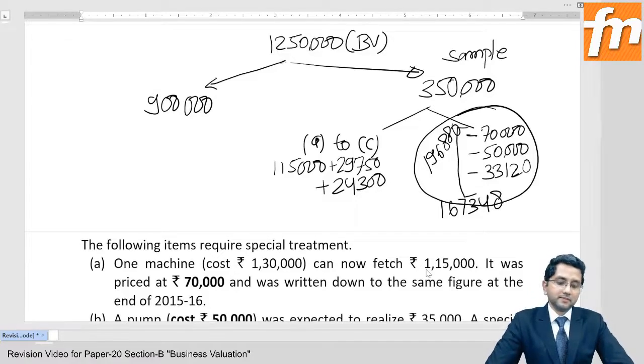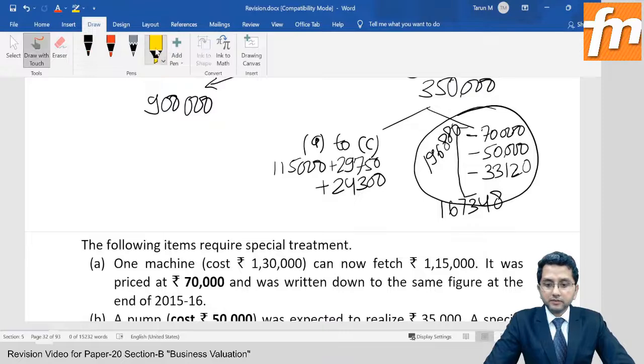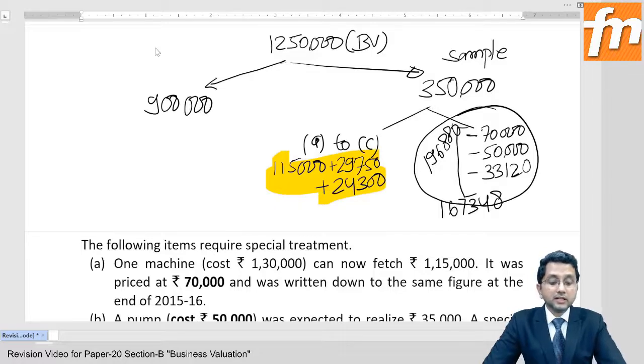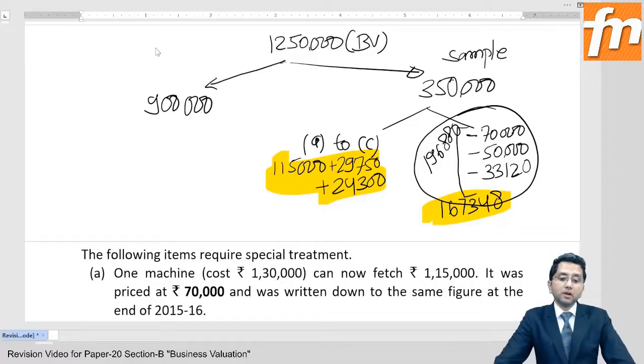167,348. Okay. So now you have 2 items. I'll just highlight it. This is one item at realizable value of item ABC, and this is realizable value of remaining item from your sample.